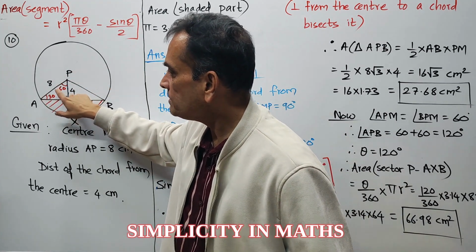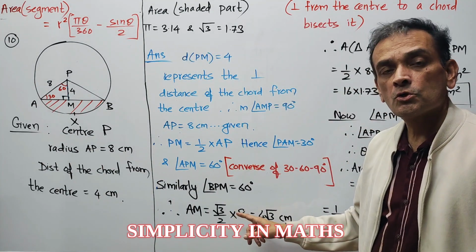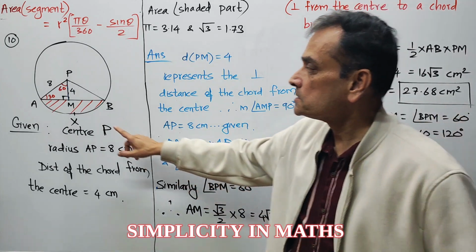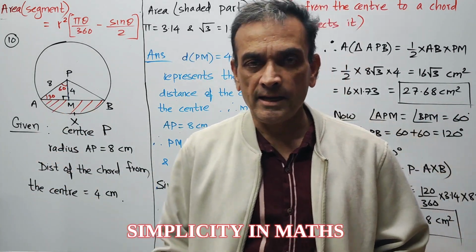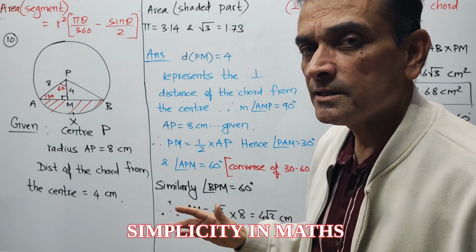Root 3 by 2 times the hypotenuse, which I have written over here. So root 3 by 2 into 8, that is 4 root 3. So AM is 4 root 3. Why are we finding out AM? We will understand in the next step.